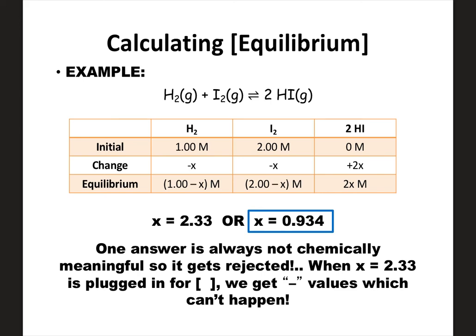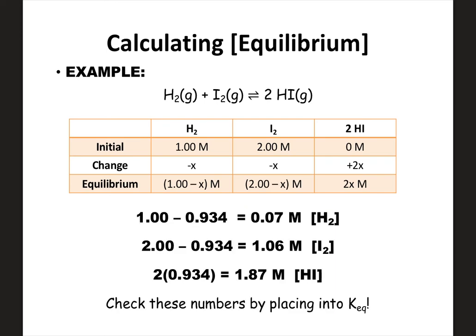So remember, you're always going to get two answers here when you have to use the quadratic. One of them is going to be rejected because it doesn't make sense. The last thing I need to do is take that value of x and plug it into each of the equilibrium expressions here to get my concentration for each substance at equilibrium. We try to be careful here and watch sig figs and such. So I get the concentration of the H2, the I2, and the HI at equilibrium.